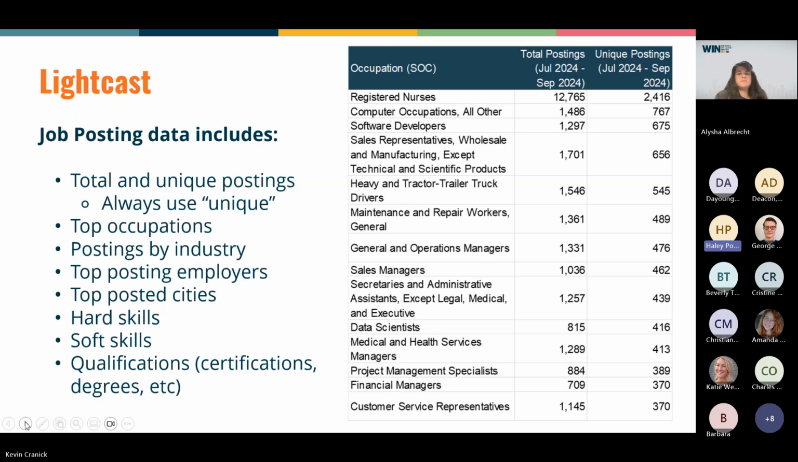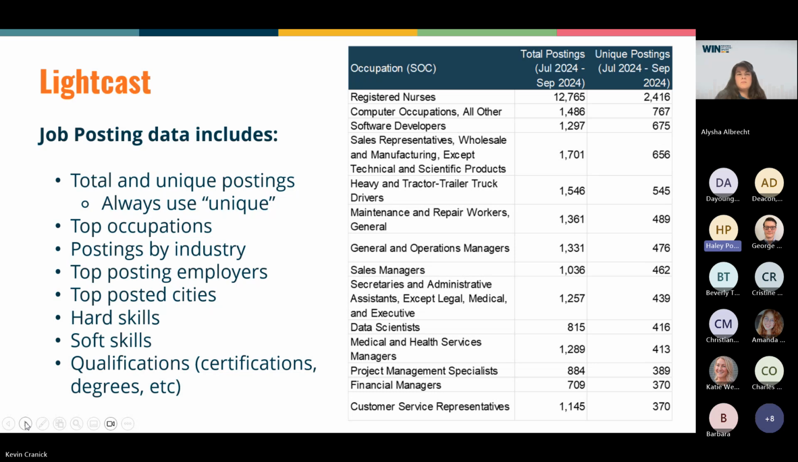So Lightcast data flows, we use a lot of that in our LMRs. The job posting data includes the total and unique postings, and we always use unique, like Kevin spoke of. We use the top occupations, postings by industry, top posting employers, top posted cities, skills broken down into software, soft skills, specialized skills, tech, and many more like that. And then qualifications like certificates, degrees, those kinds of things.